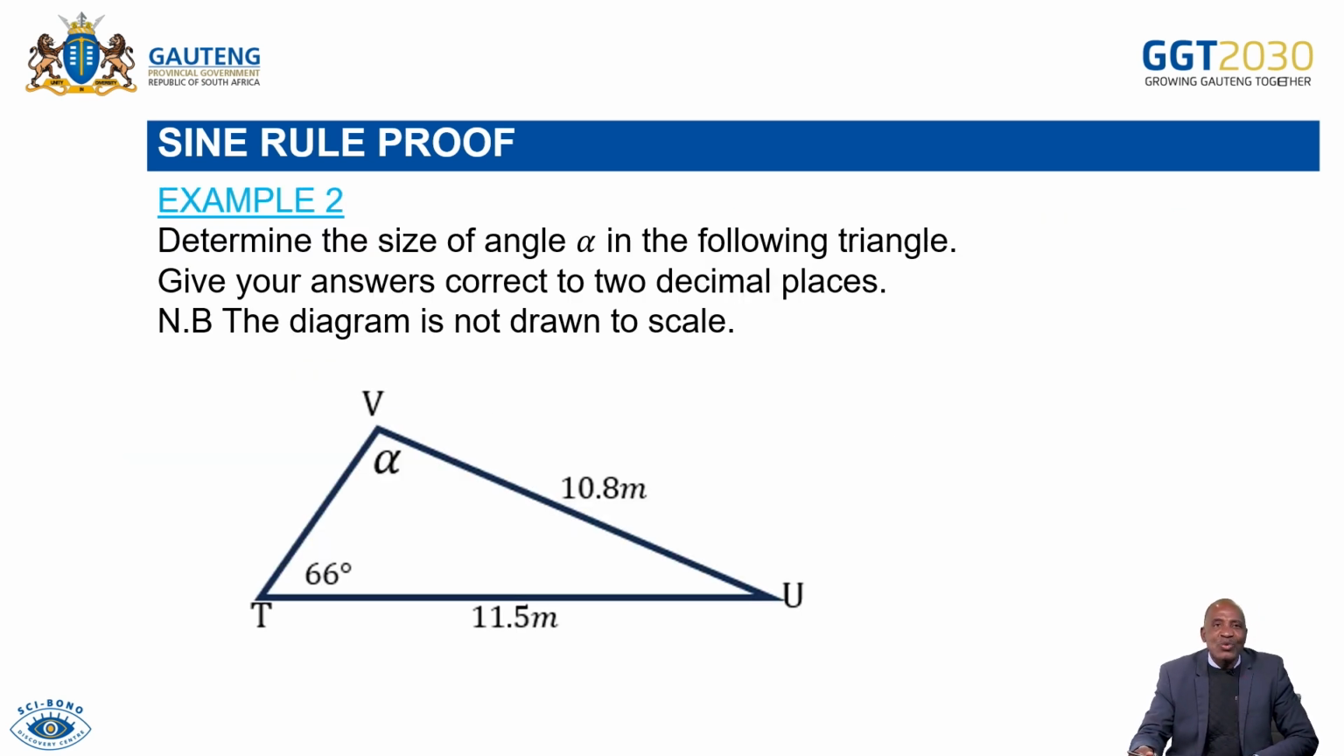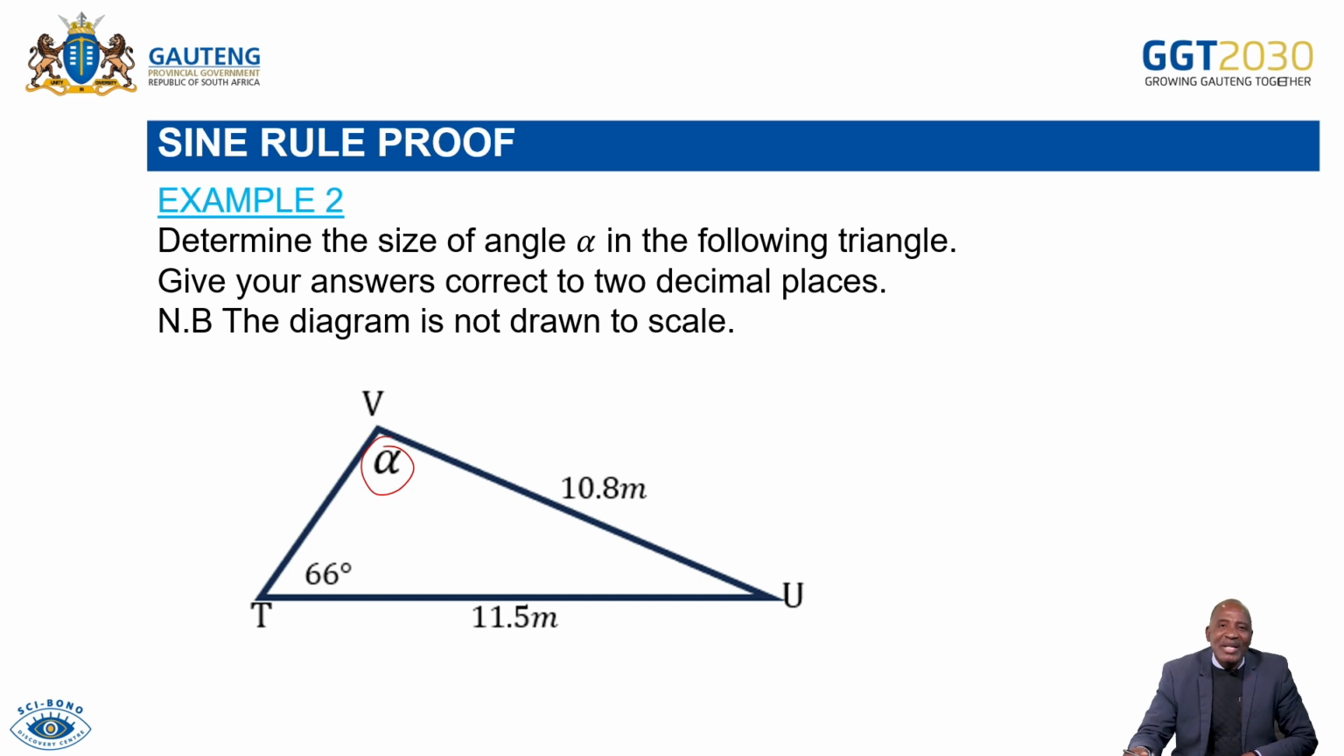Then this time around, we are going to determine the size of the angle alpha in the following triangle. Give your answers correct to 2 decimal places again. We'll always emphasize these diagrams are not necessarily drawn to scale, so never measure from them. And this time, what is missing is our angle V, which has been labeled as our alpha. So we want to find the size of that angle.